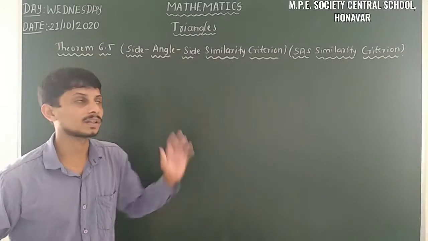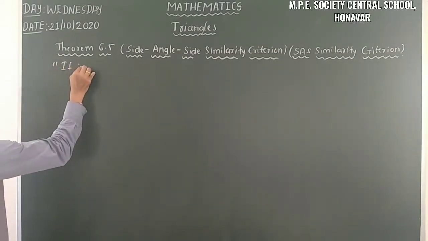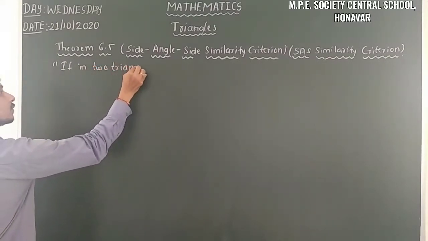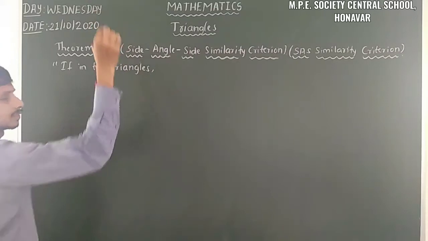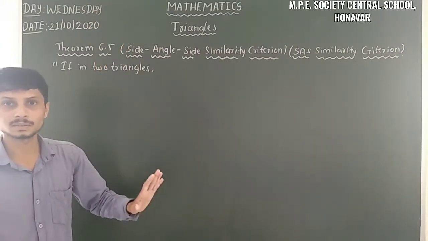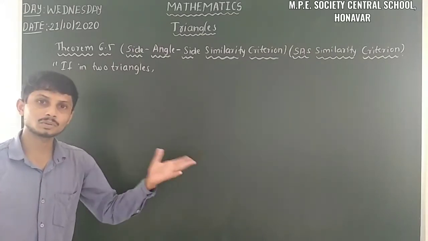Theorem 6.5. Yes, the statement. If in two triangles, that means here we have to take two triangles. In this whole chapter we have to take two triangles only. Whatever the construction, there we have two triangles.